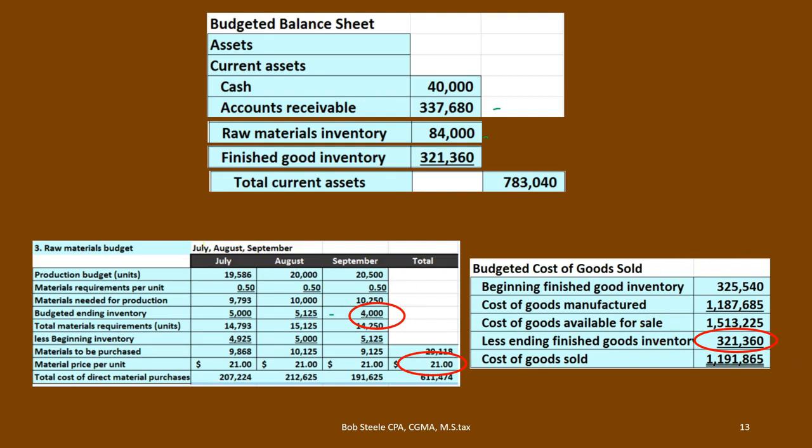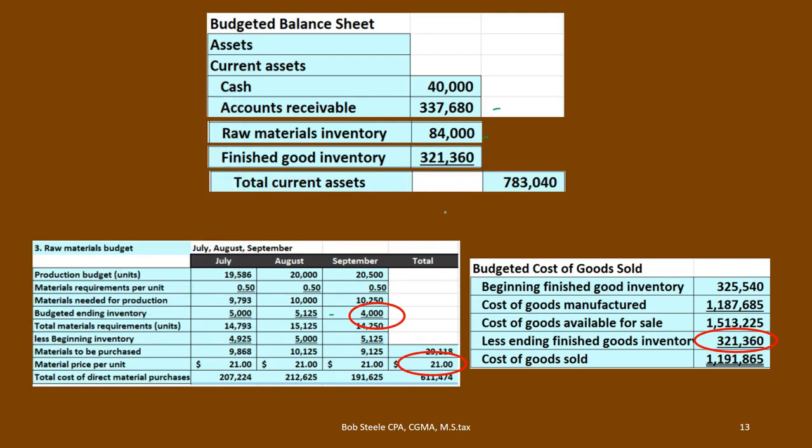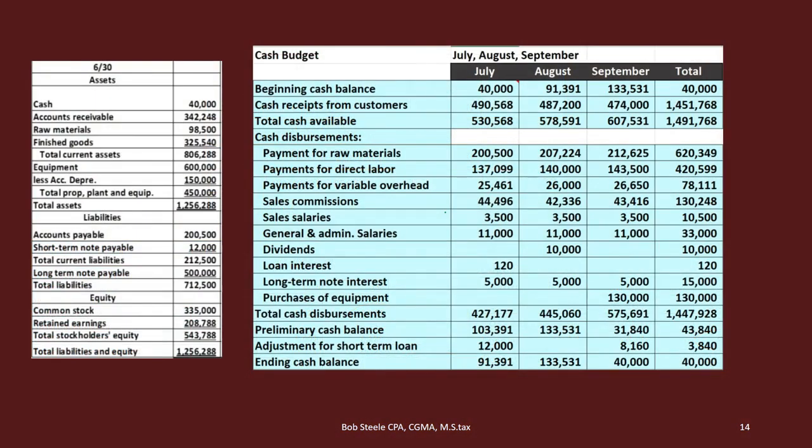And then if we add up the total current assets, then we can take out the calculator here. And that would be the 40,000 plus the 337,680 plus the 84,000 plus the 321,360. Gives us the 783,040. That's our total current assets. Then we're going to have the equipment. We're going to look in, this is a property, plant, and equipment. We can get that from the prior times equipment.